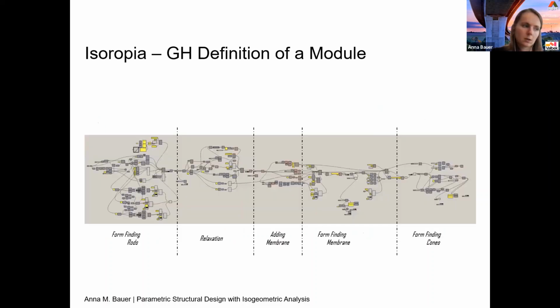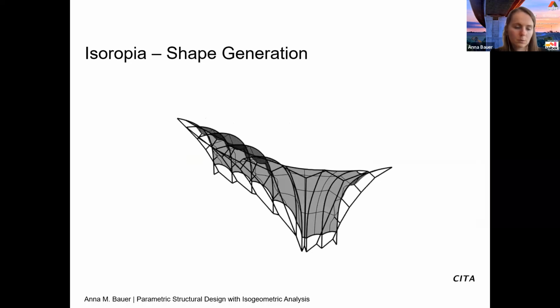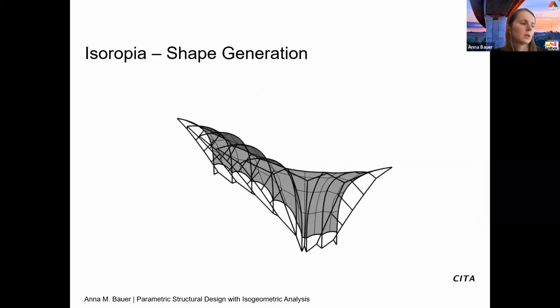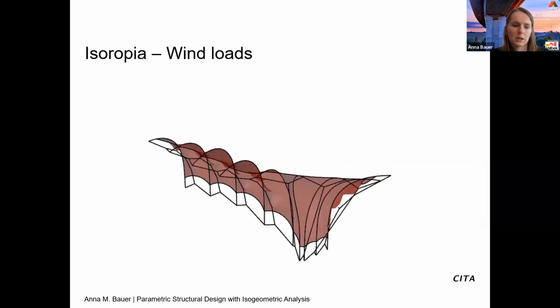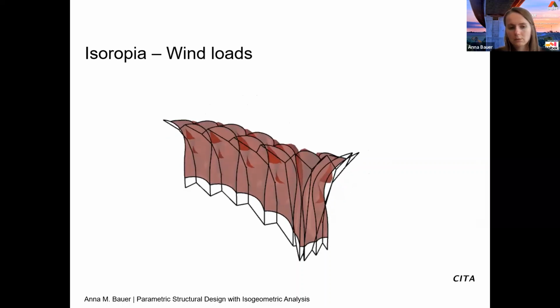And the whole calculation is done in one consecutive Grasshopper script. So each part is marked here until the structural analysis with the wind loads, and the shape generation looked like this. So it's bending down, and the membrane is added for the form finding, and the cones are pulled out. And here the wind loads were put on the structure. And in this case, Kiwi worked quite nicely.